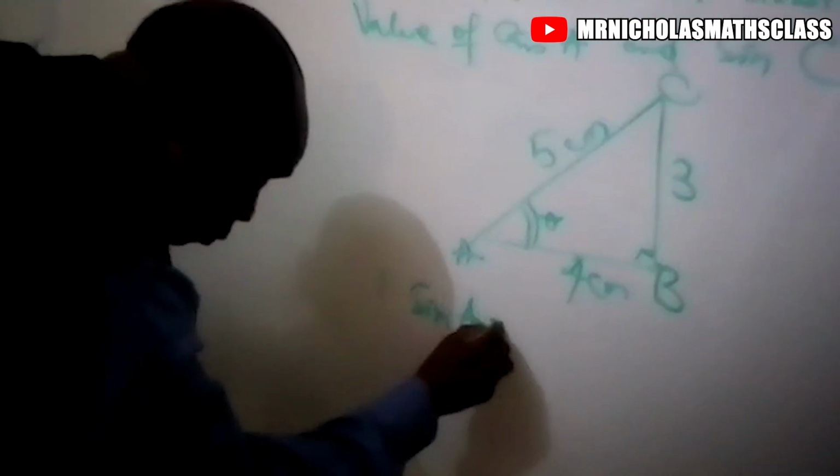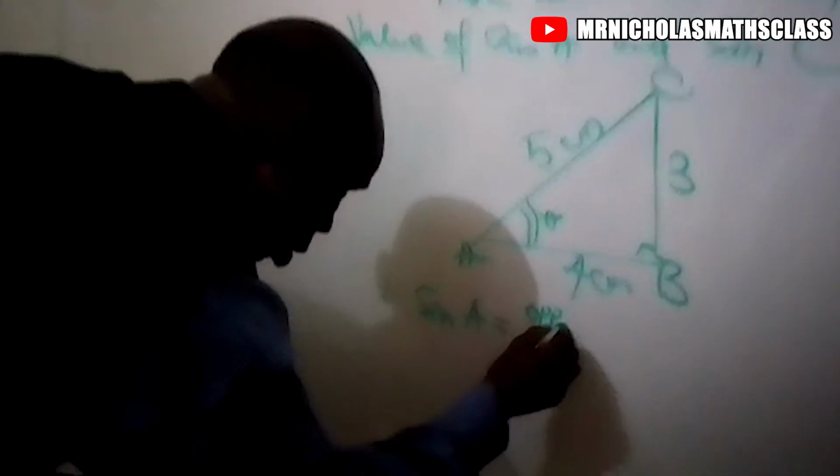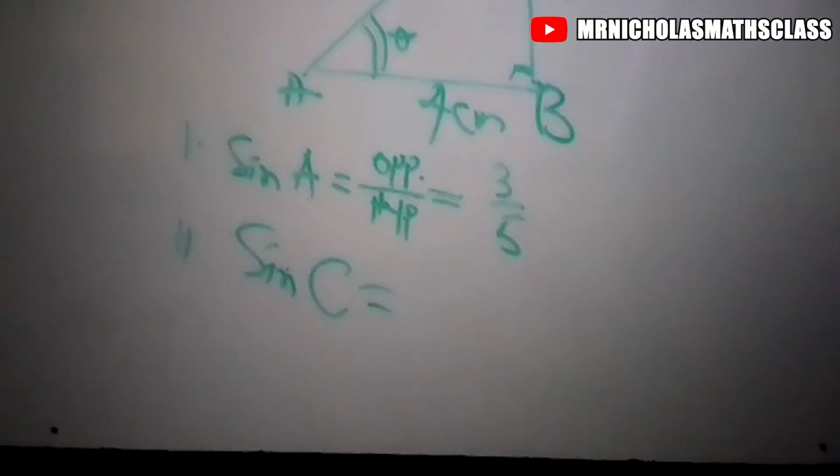So what is sine A? Sine A is equal to opposite over hypotenuse. What is sine A here? Look at A. Facing this side, this is my opposite. This is my hypotenuse. It equals 3 over 5. That is the answer there. Find sine C. What is sine C? Sine is opposite over hypotenuse.